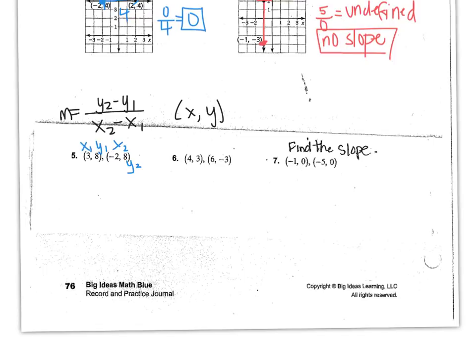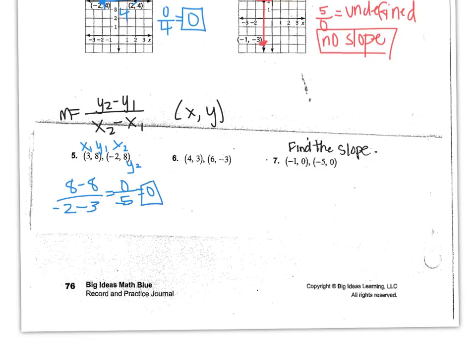So now I just go in and I plug it into my formula. So y2 is 8, so I'm going to write 8 minus, because that's part of the formula. Y1 is also 8, so it's 8 minus 8. And now I go to the denominator. X2 is negative 2 minus x1, which is 3. So I get 0 over negative 5. Well, 0 over anything is just the number 0.